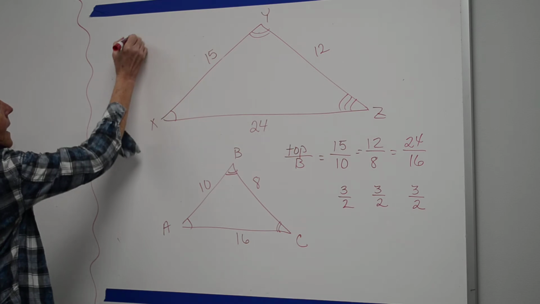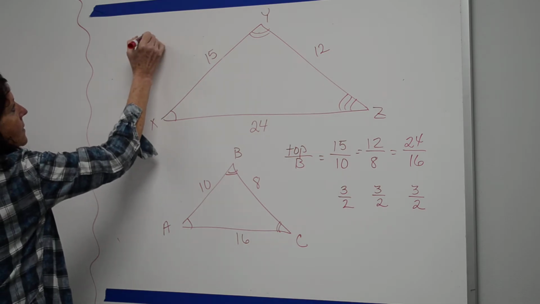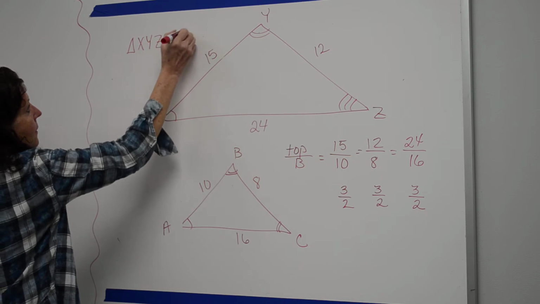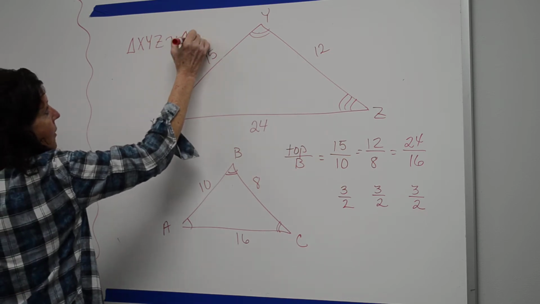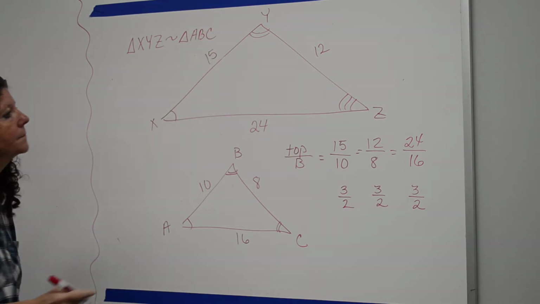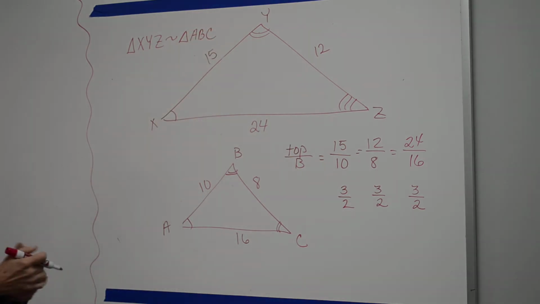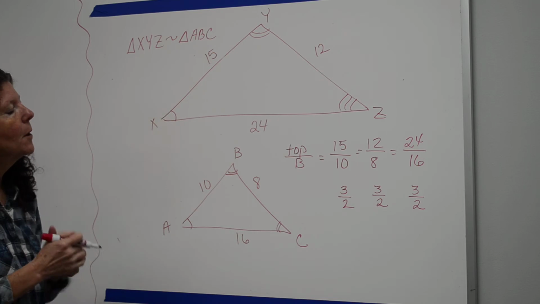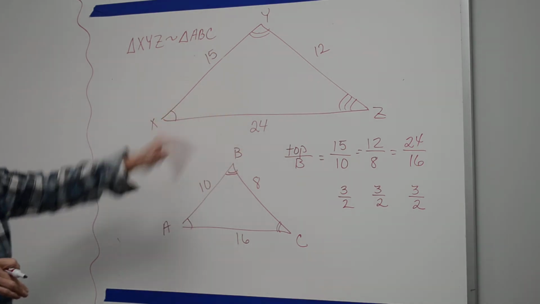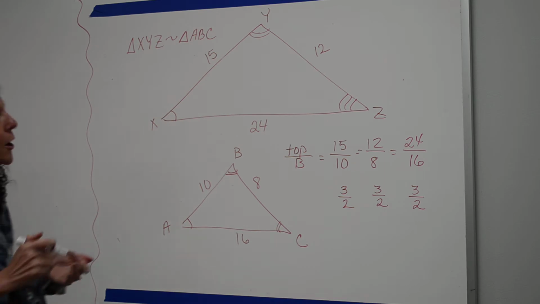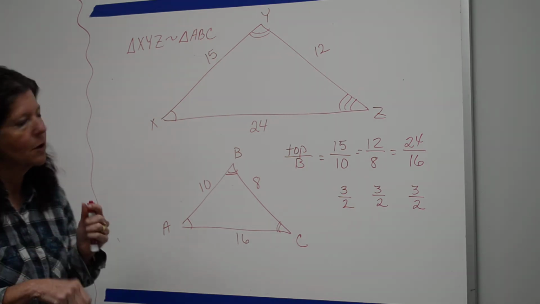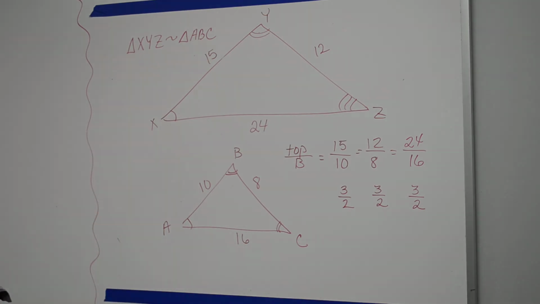So I could say triangle XYZ is similar to triangle ABC. Okay? And that would be one way that you would have a problem on this. Obviously, these are not congruent triangles. They're not the same sides, but they are similar. They have the same shape and it's proportional. So let's do another problem.